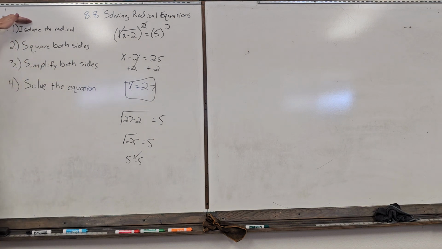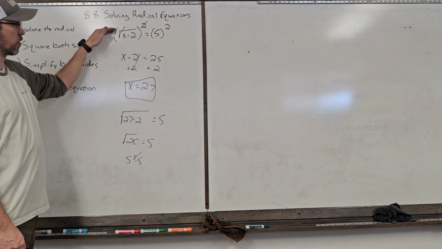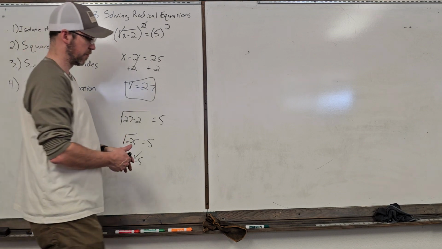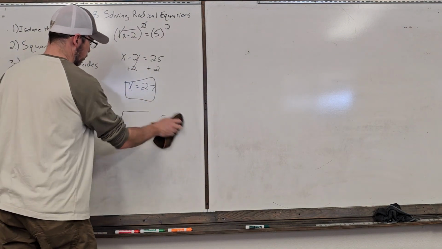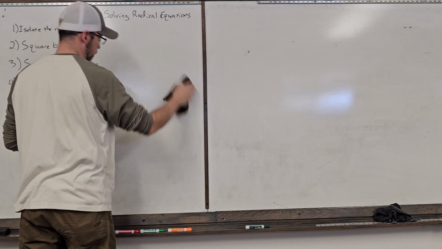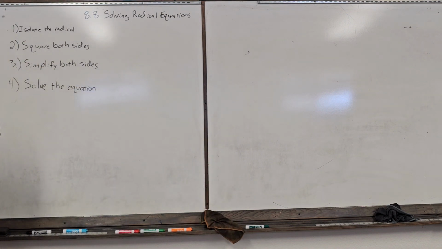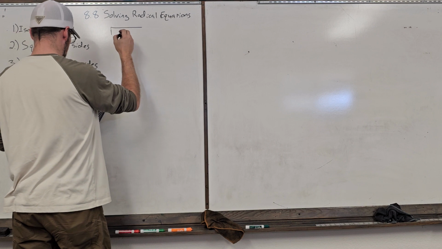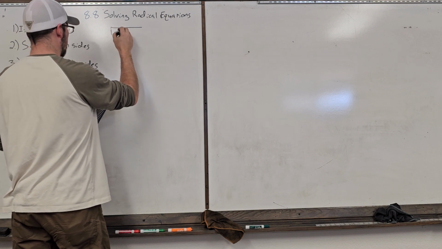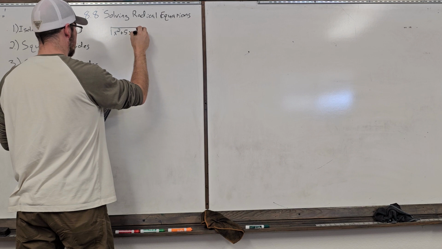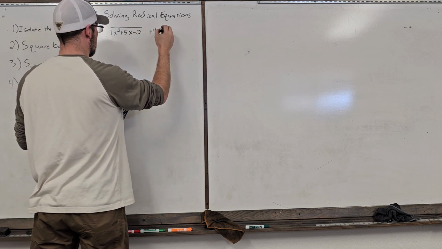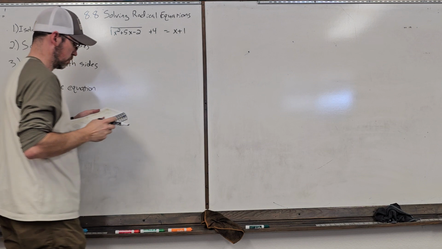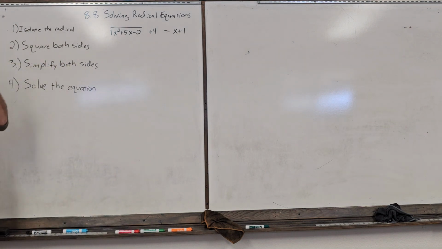Again, isolate the radical, square both sides, simplify both sides, solve the equation. Just because these get more complicated looking, don't let it throw you off from what the 4 steps are. Those 4 steps don't change. Now the next one: the square root of x squared plus 5x minus 2, plus 4, equals x plus 1. I would say we stepped it up.